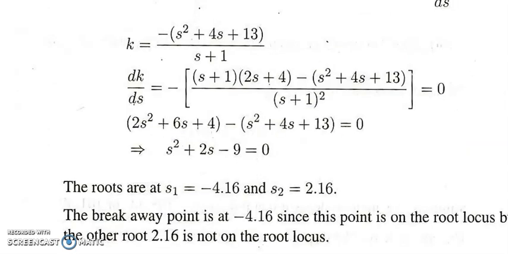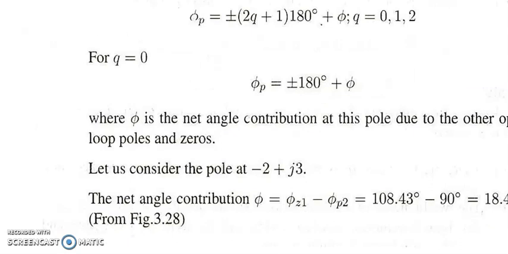The breakaway points of the root locus is given by k equal to minus (s square plus 4s plus 13) by (s plus 1). This is a u by v form, if you do dk by ds, you get minus of ((s plus 1) into (2s plus 4) minus (s square plus 4s plus 13)) by (s plus 1) whole square. If you solve this, you get s square plus 2s minus 9 is equal to 0. The 2 roots are s1 is equal to minus 4.16 and s2 is equal to 2.16. The breakaway point is at minus 4.16 since the point is on the root locus, but the other root 2.16 is not on the root locus.